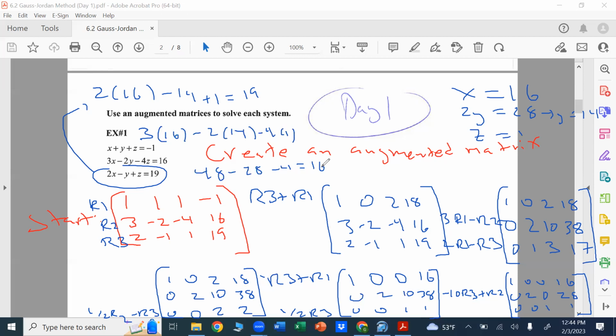Solve 3 equations, 3 variables. 1, 1, 1, negative 1. 3, negative 2, negative 4, 16. 2, negative 1, 1, 19. Okay, the numbers came out different. I'm not sure where I went wrong here. Let me see if I spot my error. Give me 1 sec. I may have copied these down wrong too. R3 plus R1.